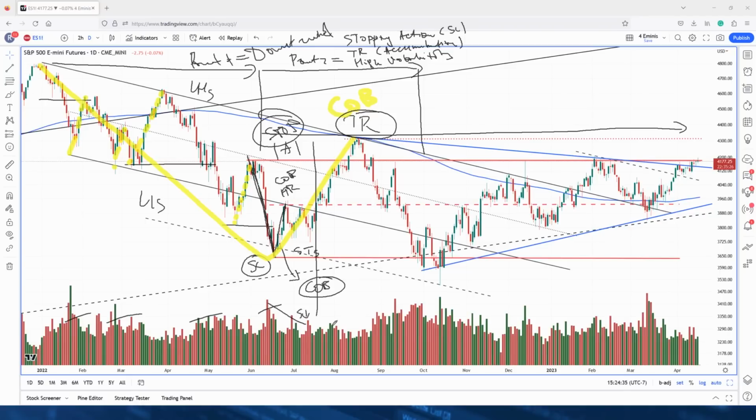The only problem with this rally is that it doesn't really have a lot of demand behind it. It's more that the demand came on the way down rather than on the way up. And from this, you conclude that there's going to be some kind of reaction that could retest the levels of the support.